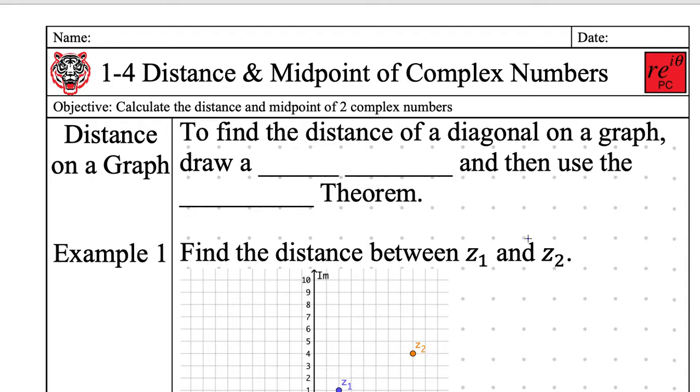All right, we are on lesson 1-4, distance and midpoint of complex numbers. Today's date is Tuesday, September 3rd, 9/3, 2019. Make sure you have your name and date on your paper.